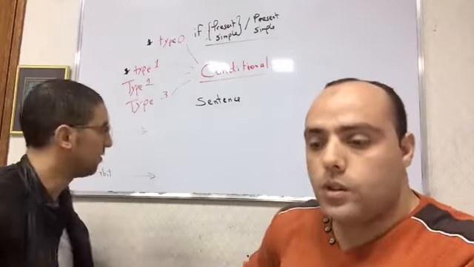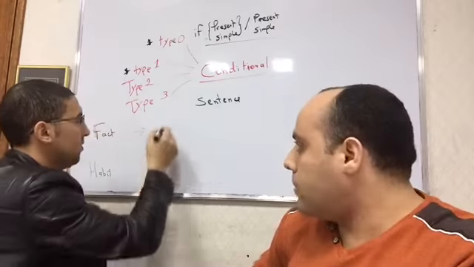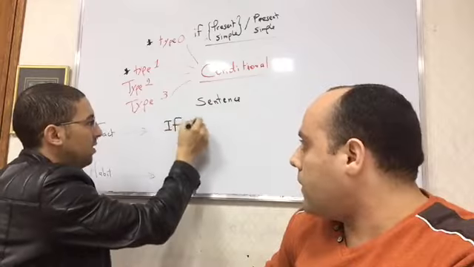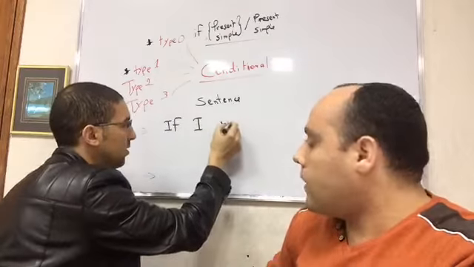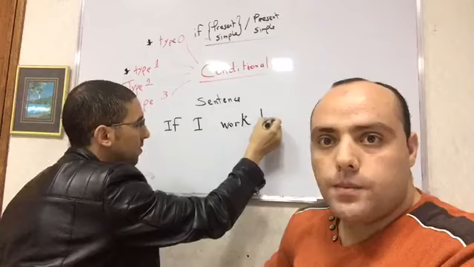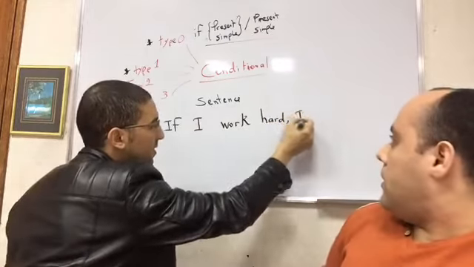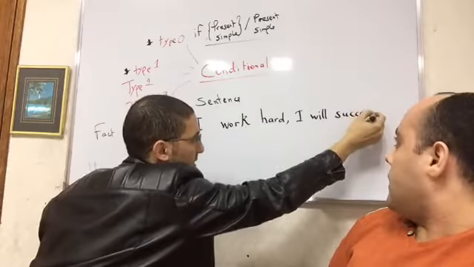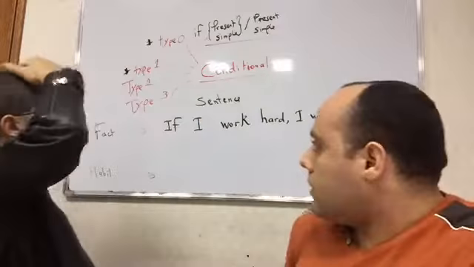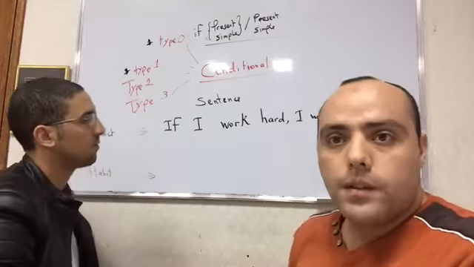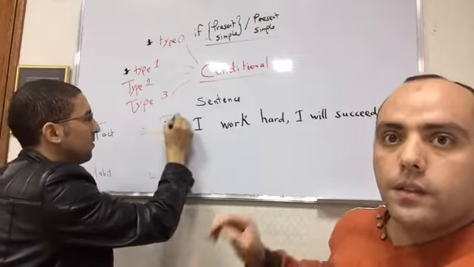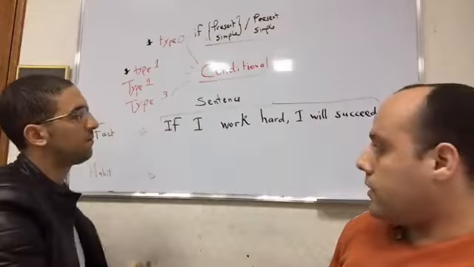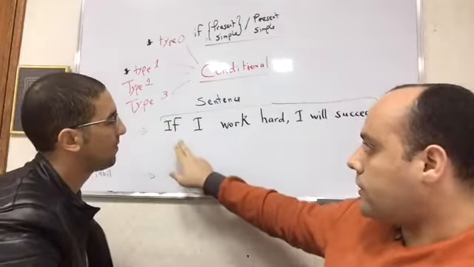Okay, so you can erase it, and we're going to give the form of the first if condition, which is going to be, for example, a possible action, an action which is possible to happen. If I work hard, I'll succeed. Yeah, of course. I will succeed. So we're still talking about the first if condition: if I work hard, I will succeed. That is the formation of the first if condition.